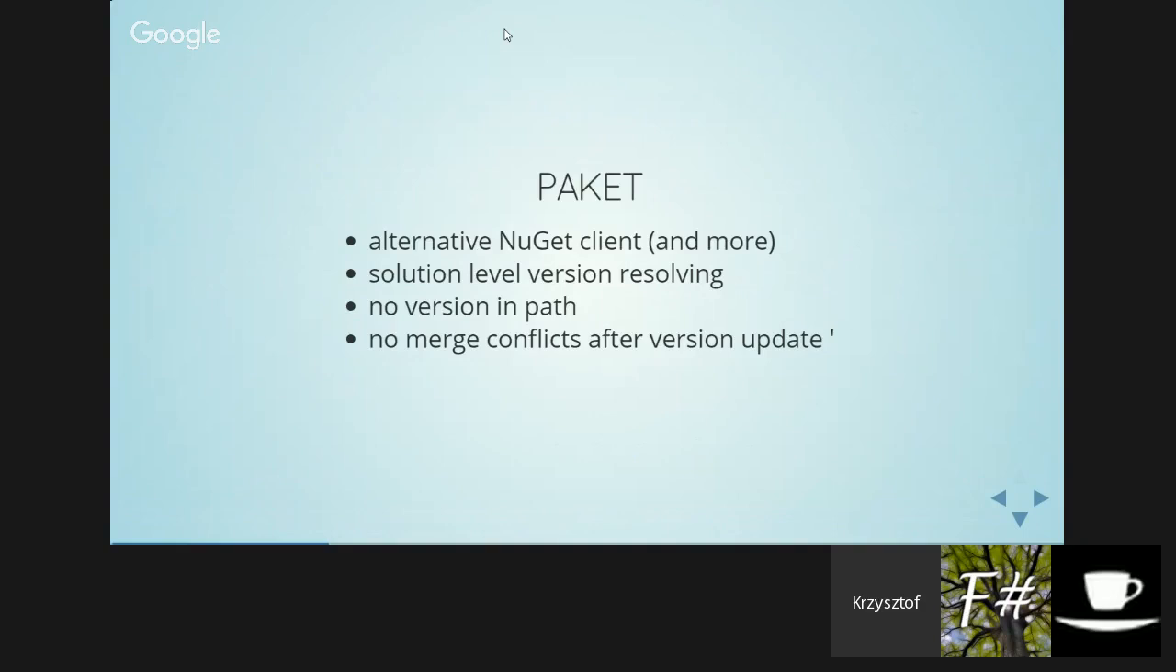It removes version from packages folder. Normal NuGet puts version numbers in the name of the folder where the package is placed, which makes it really difficult for just updating dependencies. After updating a dependency with normal NuGet, we always have tons of merge conflicts in every project file there is. And with Paket, we don't have this problem at all.